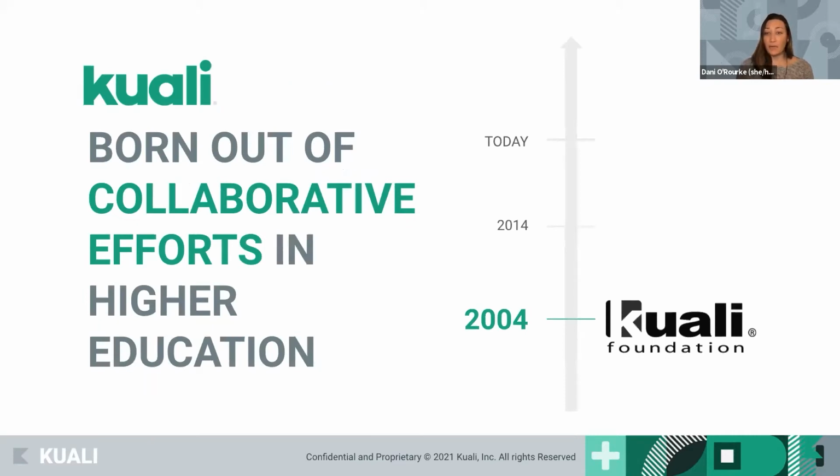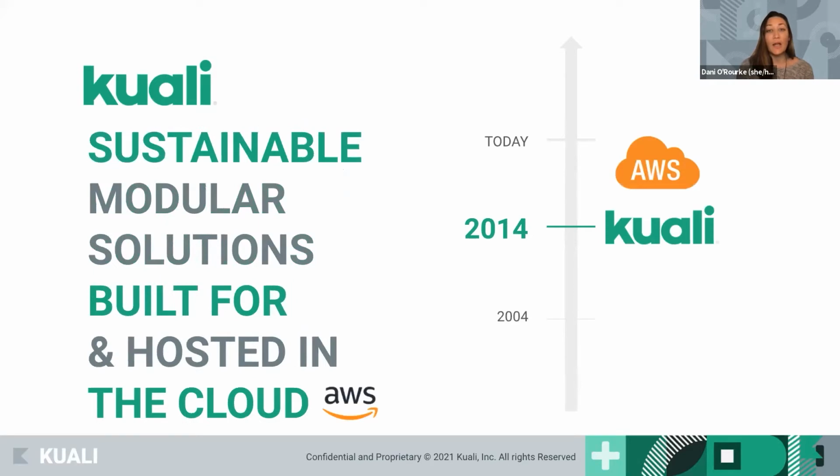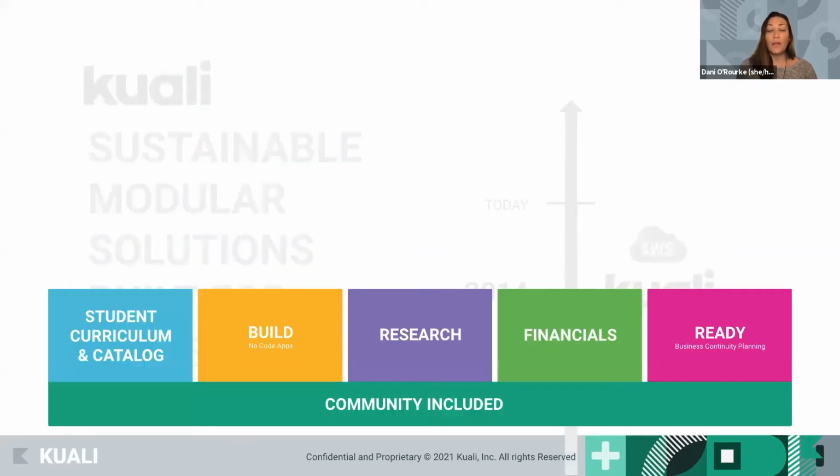To provide background, Kuali was born out of the collaborative efforts in higher education in 2004. Kuali disrupted the market by bringing something new and fresh to the world of EdTech. And because of this original vision, by 2014, we became a company building sustainable modular solutions built for and hosted in the cloud. Kuali's portfolio available today includes Kuali Student, which is the curriculum and catalog management tools, Kuali Build, no-code apps, Kuali Research, compliance, sponsored programs, Kuali Financials, and Kuali Ready, business continuity planning tools.